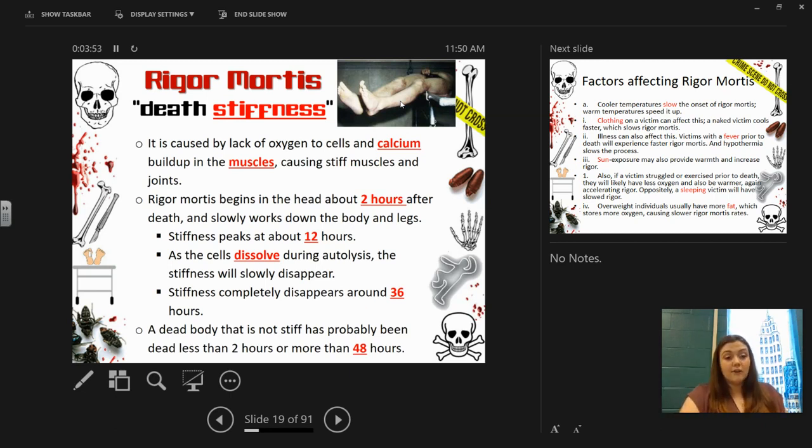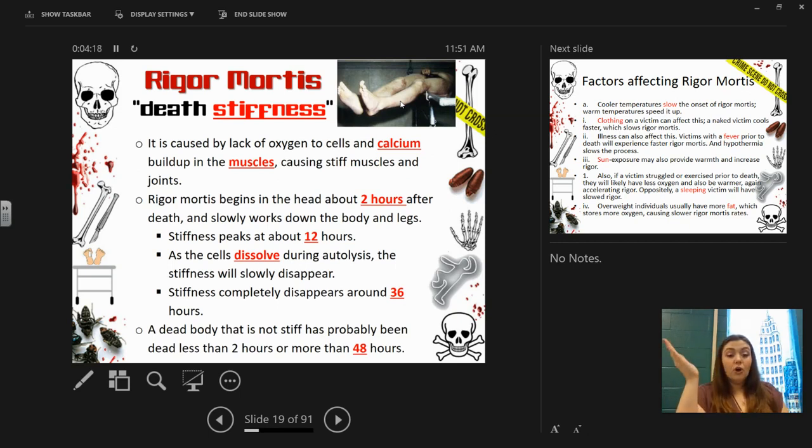It's caused by a lack of oxygen to the cells and calcium buildup in the muscles, causing stiff muscles and joints. Now, rigor mortis begins in the head. We're going to need to know this process. It starts in the head about 2 hours after death and slowly works its way down the body and into the legs. Stiffness peaks at about 12 hours. So you get whole body stiff 12 hours in.